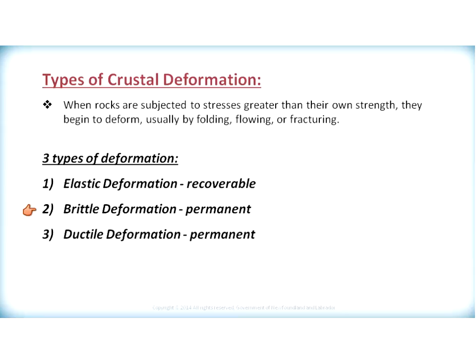The second type of deformation is called brittle deformation. Brittle deformation is permanent. Once brittle deformation occurs, the rock generally fractures or separates and changes shape and size.